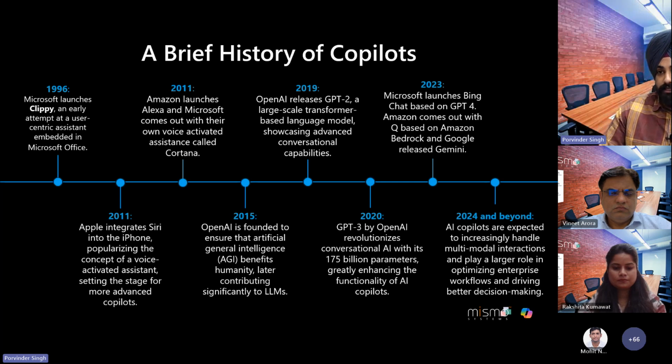And then the next major breakthrough came around 2015 when OpenAI launched, and it launched the first model, GPT-1, which helped in integrating large language models into these user assistants. And then if we look at the current landscape and beyond, these copilots are expected to handle multimodal interactions. And by multimodal, I mean they can interact with text, they can interact with videos, they can interact with images.